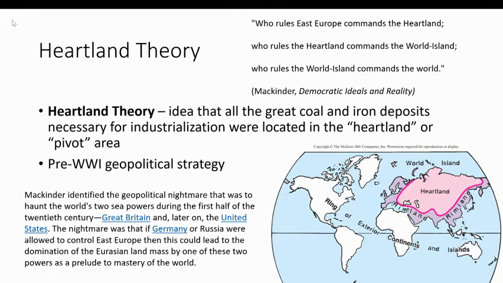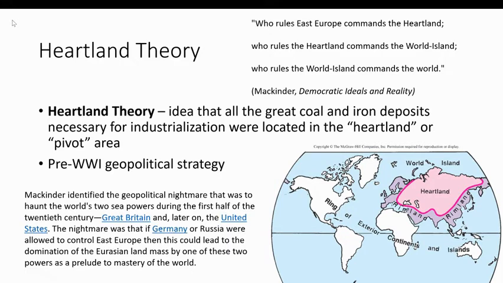Okay. All right. And so that's what I was kind of talking about. Mackinder identified the geopolitical nightmare that was to haunt the world's two sea powers during the first half of the 20th century, Great Britain, and later on the United States. The nightmare was if Germany or Russia were allowed to control Eastern Europe, this could lead to the domination of the Eurasian landmass by one of these two powers as a prelude of mastery to the world.